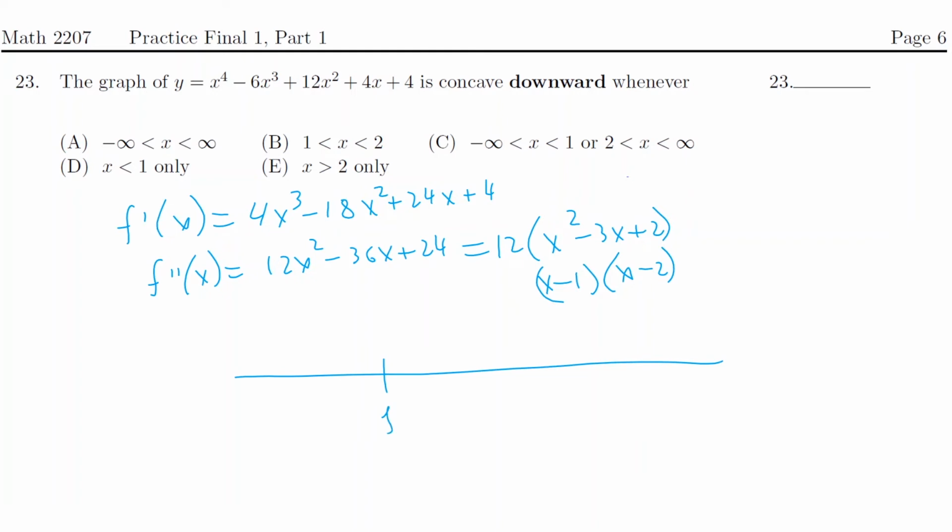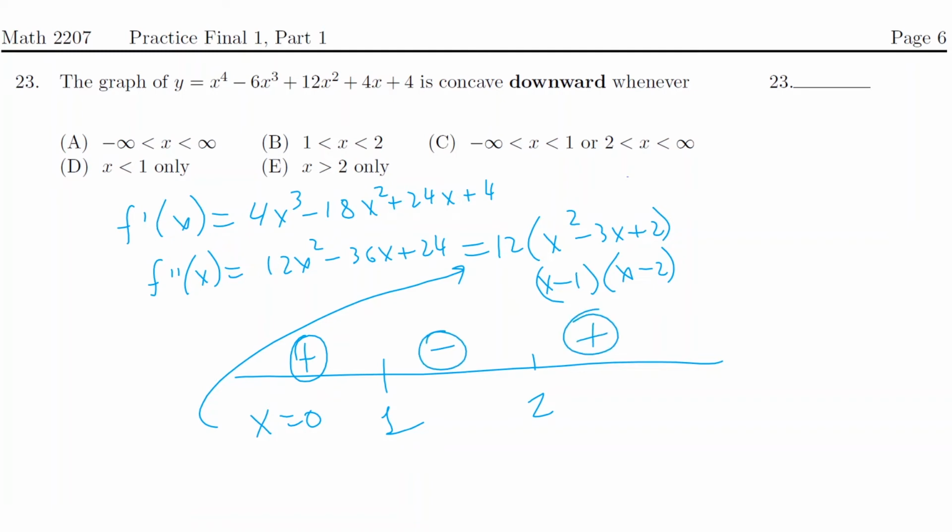Number line, 1 and 2, these are the solutions. Let's test x equals 0, and we plug it back into the second derivative. So 0 squared minus 3 times 0 plus 2, so that's positive. That's concave upward. So now move downward. Concave downward is between 1 and 2, so that's B.